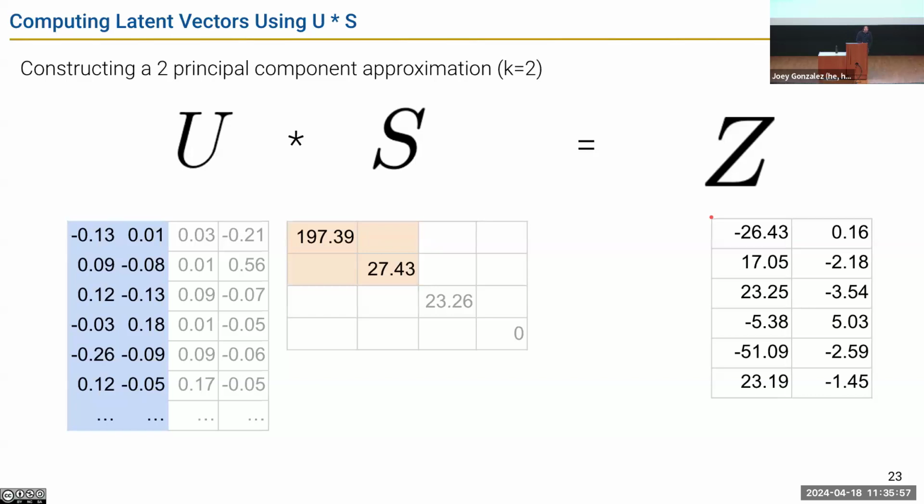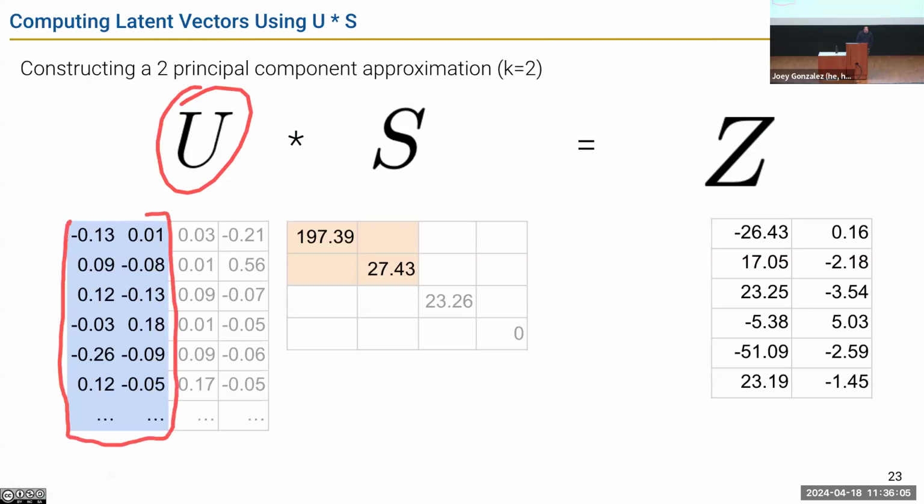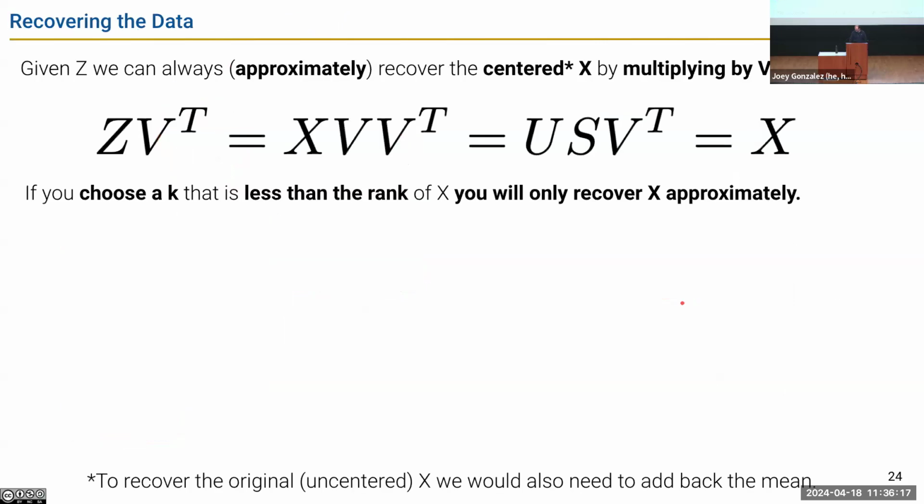Here's the other way to do it. Here's my matrix U that SVD spit out. Some eigenvectors of XX transpose. That's weird. But I take the first two columns of it, take the first two columns, two rows of S, multiply them together, and I get the exact same Z again. There are two ways to compute the answer.